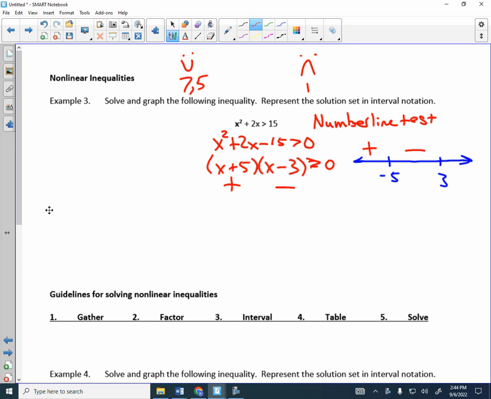That was Maya's number. She picked 1. 1 was between negative 5 and 3, right? And it was negative. It didn't work, did it? And then we try number 2.